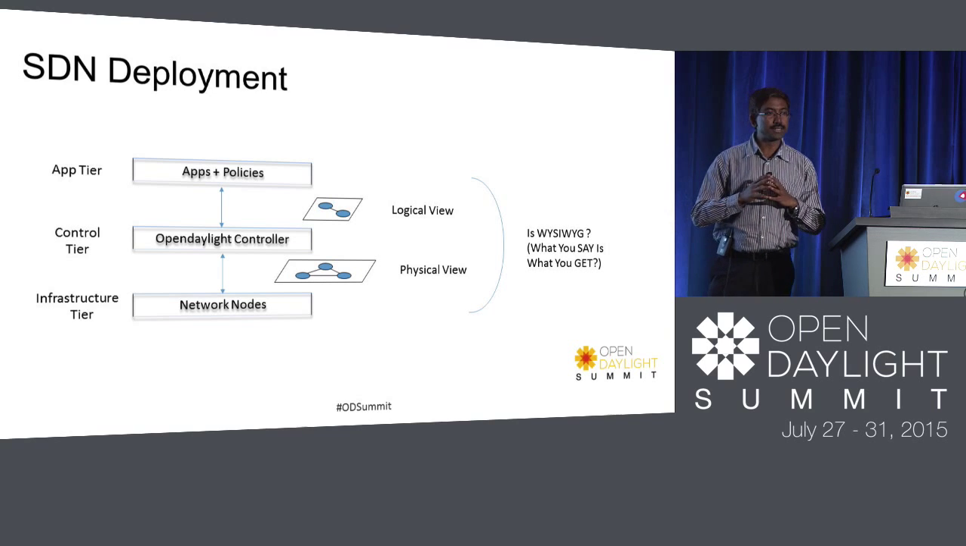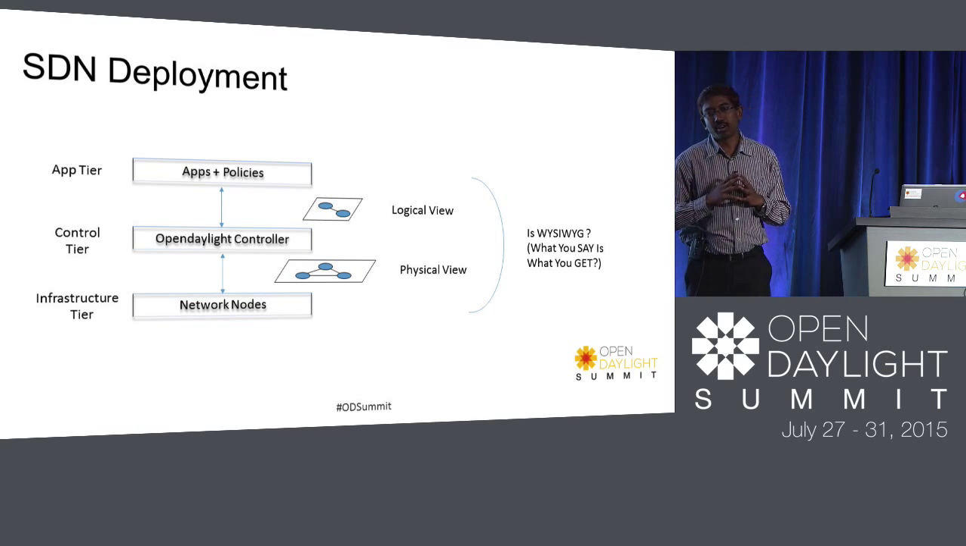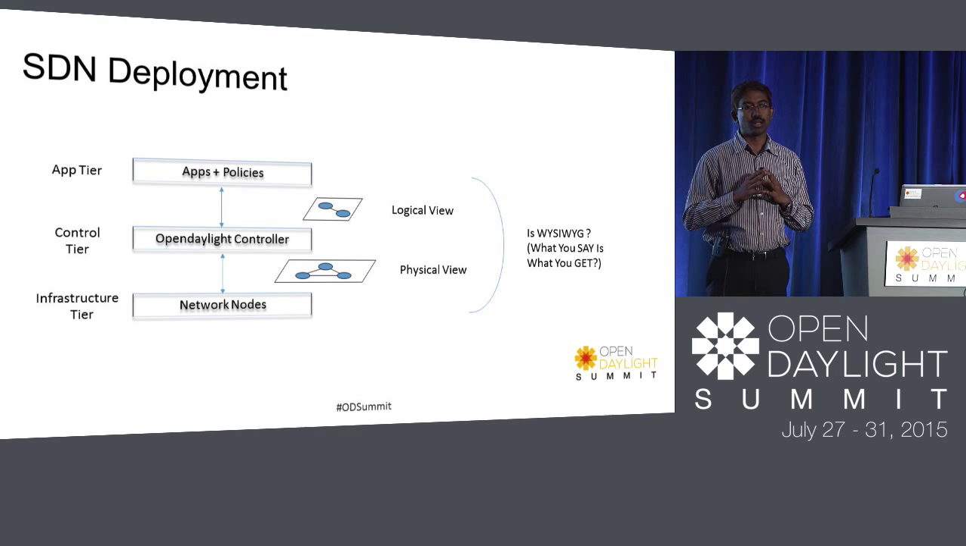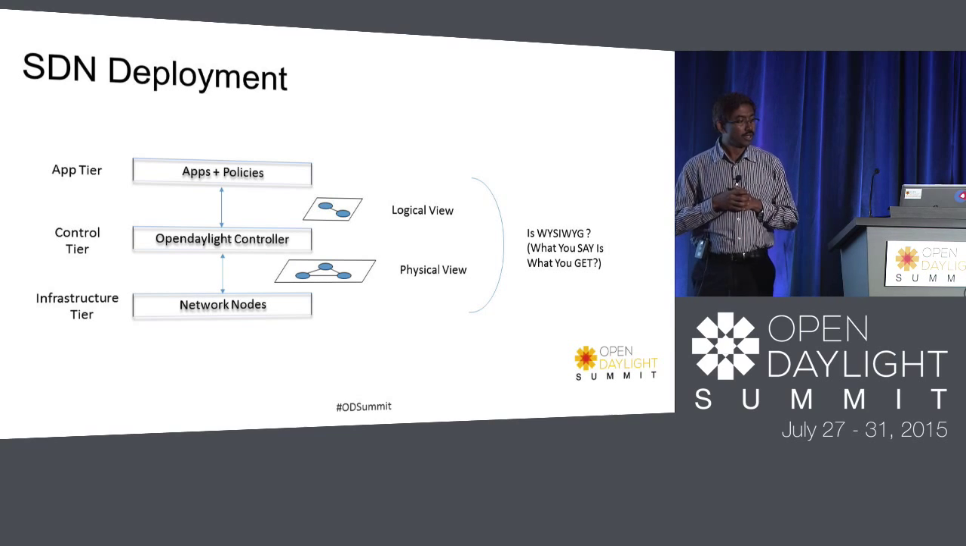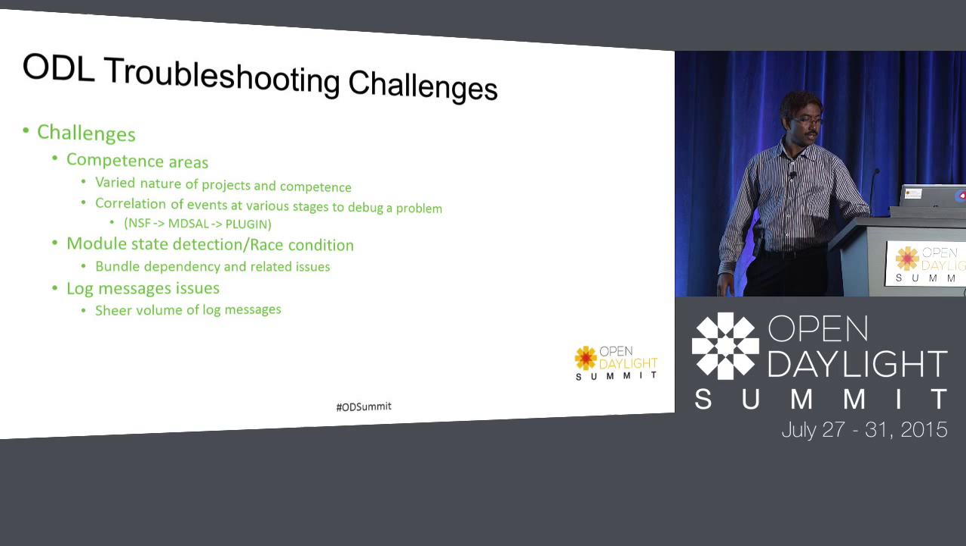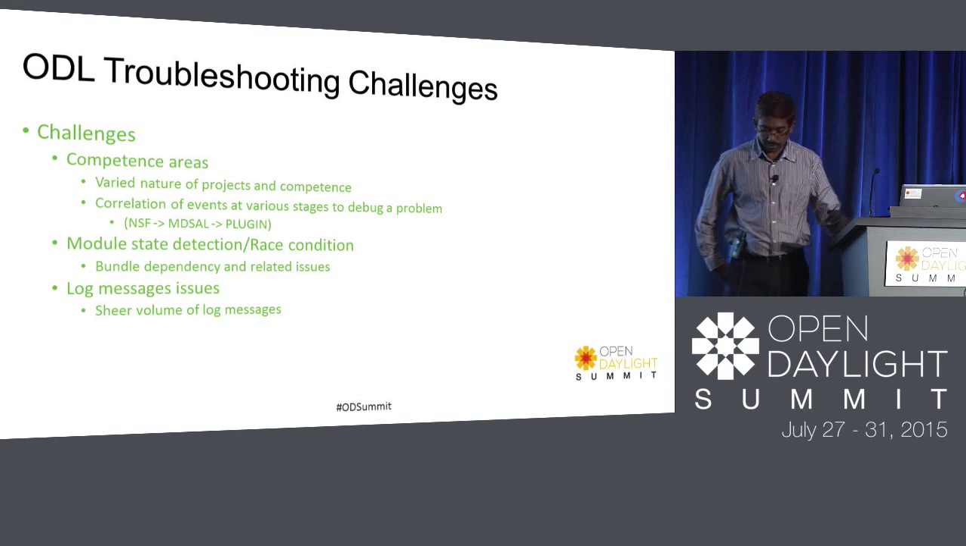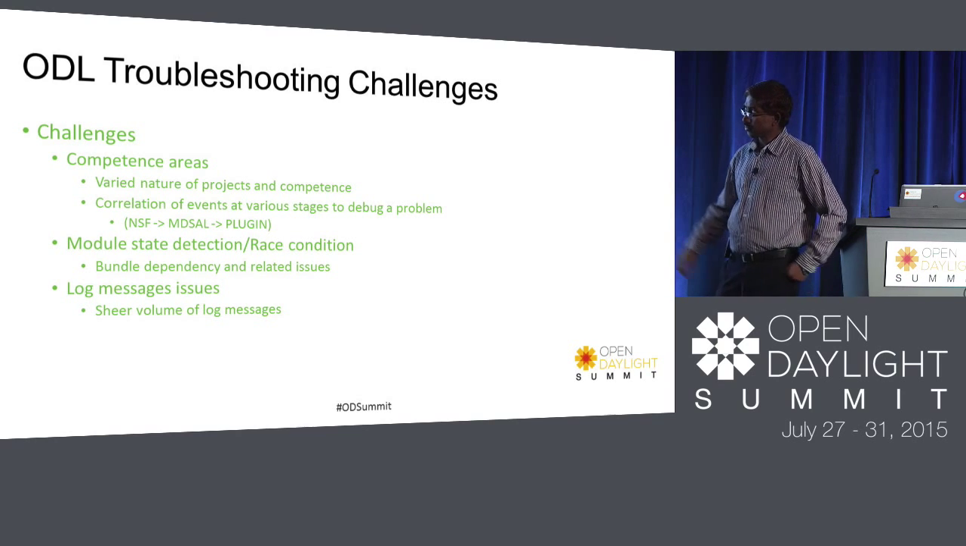Now, the essence is, if you have a 5-node deployment, fine. If you have a 10-node deployment, it's still manageable. Imagine if you have a 100-node deployment. Just imagine the amount of debugging or troubleshooting you need to do. So how do you do that? Let's first get into the controller part alone.